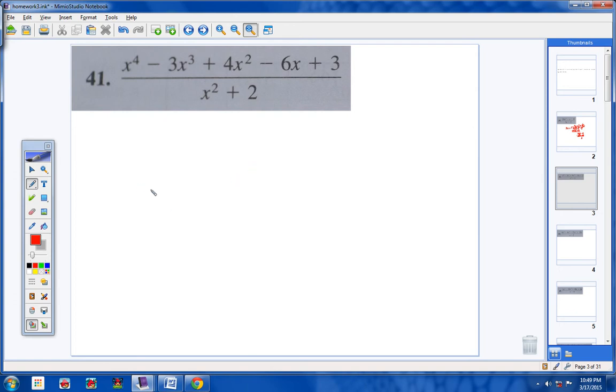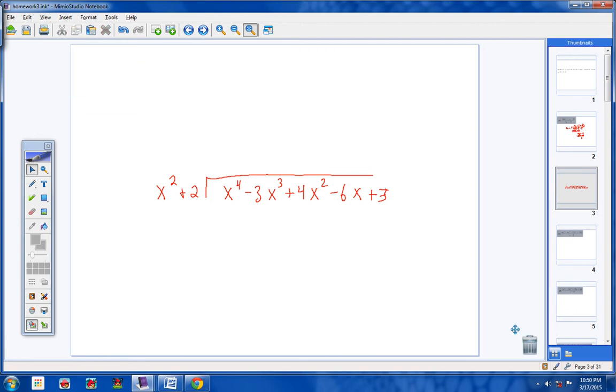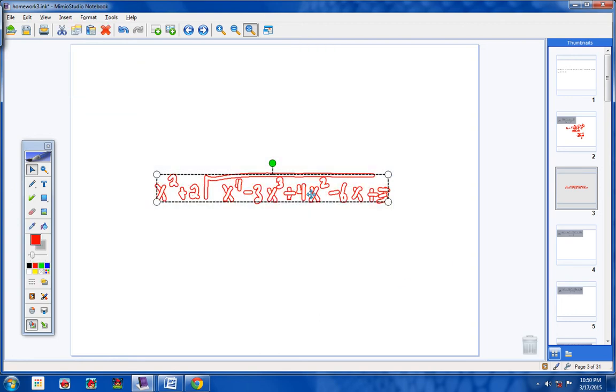Okay, your divisor is x squared plus 2, which goes outside your box. Your dividend goes inside the box: x to the 4th minus 3x cubed plus 4x squared minus 6x plus 3. Alright, so we do not need this. Let's go ahead and get rid of this. Check it and make sure everything's correct. Looks good. And let's slide this up so we have a little bit of room to work with.